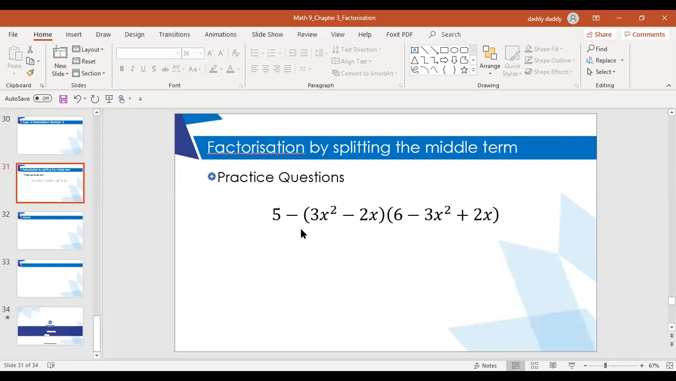Okay, this is the first question. We are going to do this question by splitting the middle term. This is displayed on your screen. Can you see this? 5 minus 3x square minus 2x within bracket, and next bracket is 6 minus 3x square plus 2x. Please solve this question quickly.